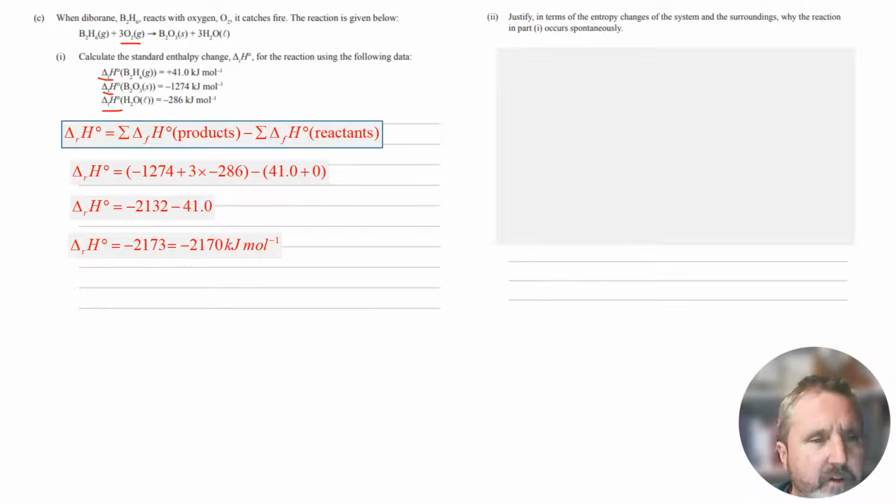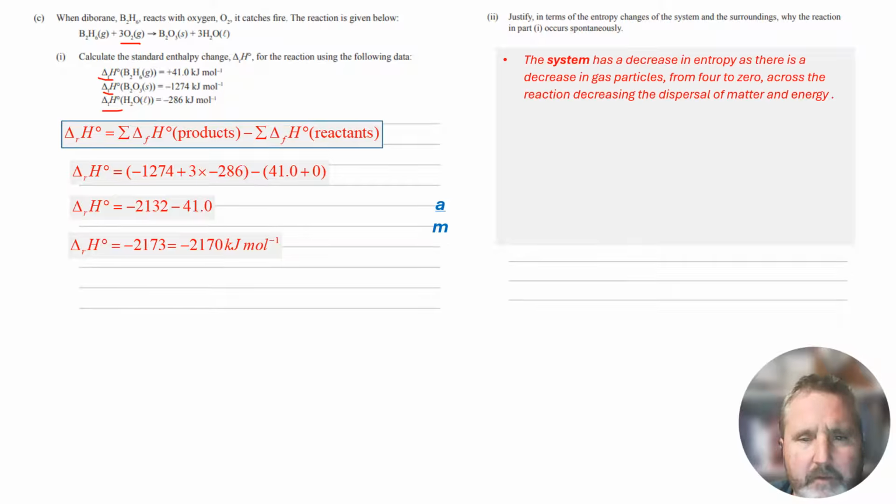So when we look at the system, what we're talking about is the equation. The equation on the left here, we're looking at the number of gas particles. And what we can see is on the left, there are a lot of gas particles, so it's very disorganized, the matter and the energy. And on the right, it's gone to solid and liquid. It's very organized. So we have a general decrease in entropy, right? So the system has a decrease in entropy as there is a decrease in gas particles from 4 to 0. I'm being specific here across the reaction, decreasing the dispersal of matter and energy.